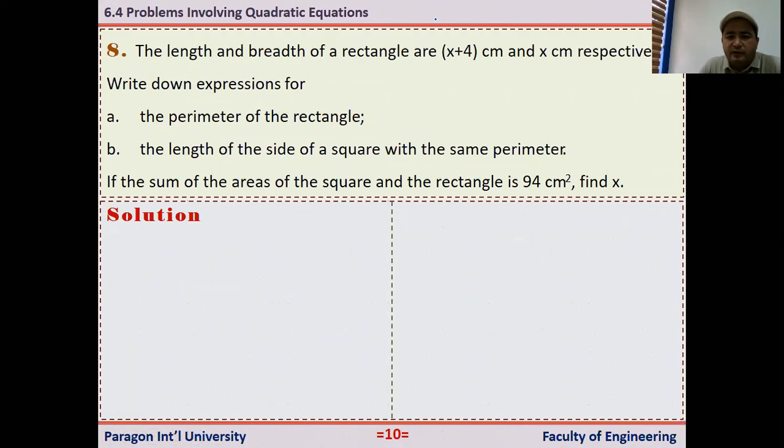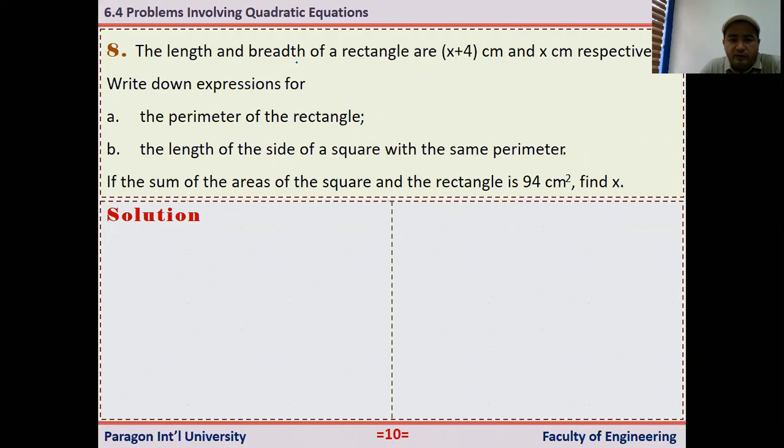The length and breadth of a rectangle are x plus 4 centimeters and x centimeters respectively. Write down expression for the perimeter of the rectangle and the length of the side of a square with the same perimeter. If the sum of the areas of the square and the rectangle is 94 centimeters squared, find x. Okay, now let's start from the beginning.